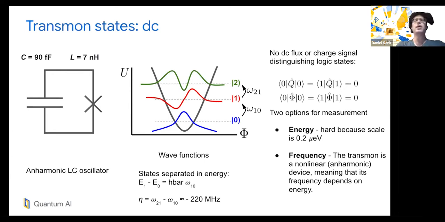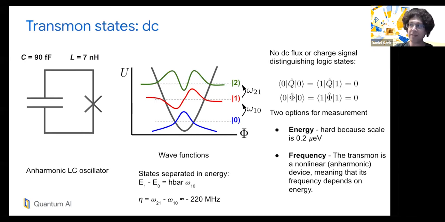Now, another thing you might imagine doing is saying, okay, well, if the qubit's in the first excited state, then it has a different amount of energy than if it's in the ground state. So maybe we can measure the energy. But that's hard because the resonance frequency of these qubits is in the range of gigahertz. And the energy of one quantum at that frequency, which is the frequency times Planck's constant, is about 0.2 microelectron-volts. And that's really, really small.